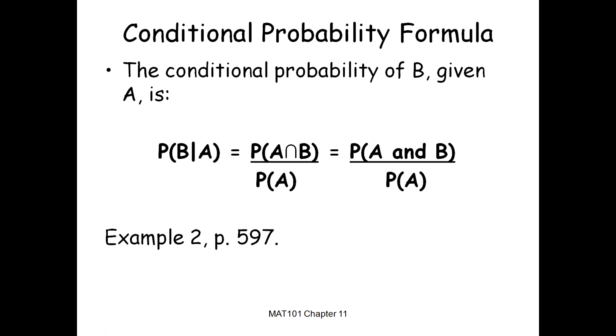So the conditional probability formula is given on page 597 of the text, and this is the probability of B given A is the same as the probability of A intersecting B divided by the probability of A. And that's the probability of A and B divided by the probability of A. So if you turn to example 2 in the book, given a family with 2 children, find the probabilities that both are girls, given that at least one is a girl, and both are girls, given that the older child is a girl.